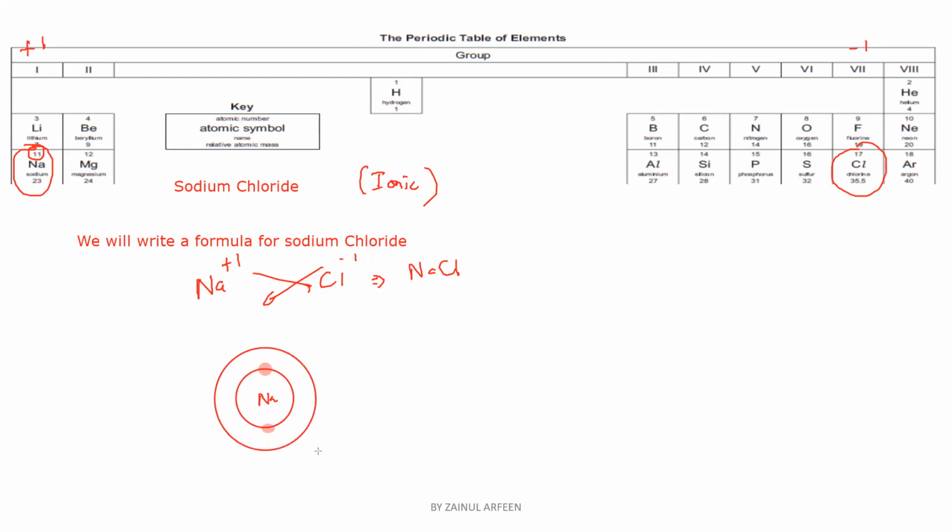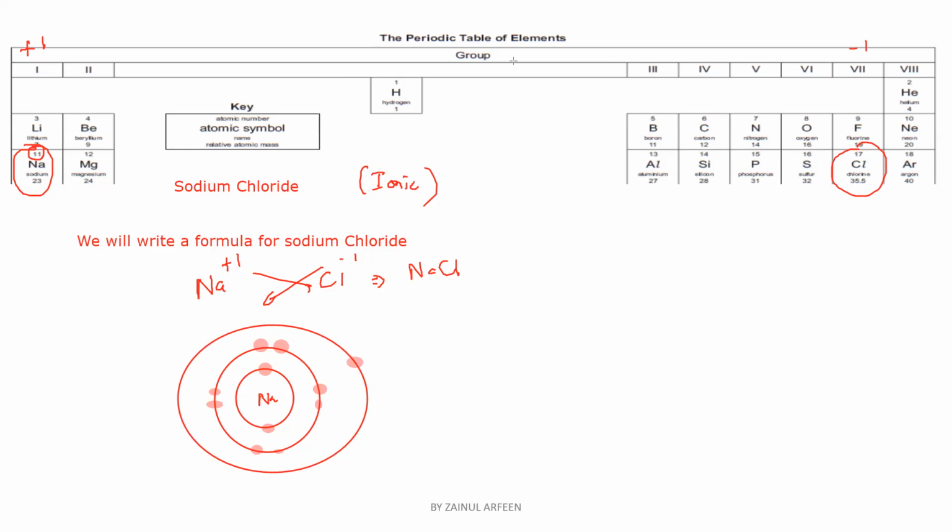Then we draw the second shell. Second shell, maximum it can have 8. So till now we completed 10. And then we'll draw the third shell. The third shell can have a maximum of 8 or 18, but we are only left with 1. So this is a structure of sodium atom.